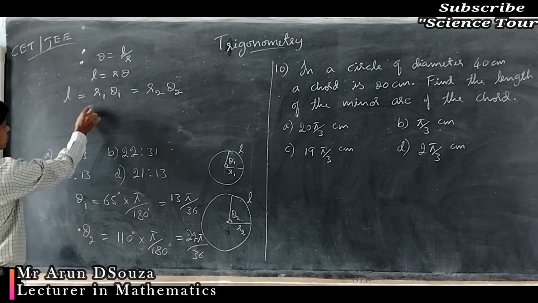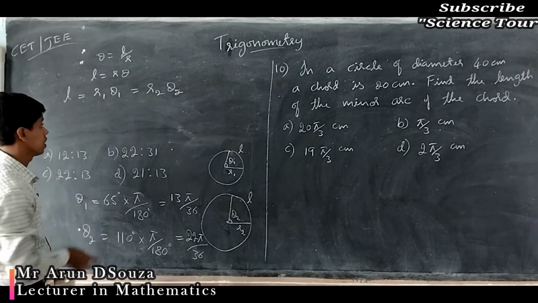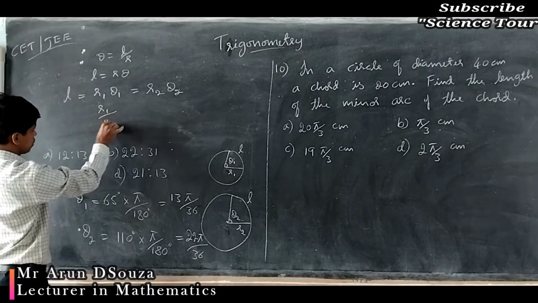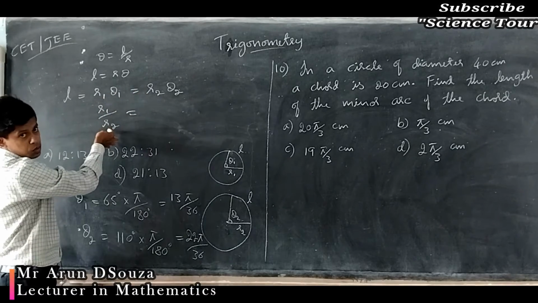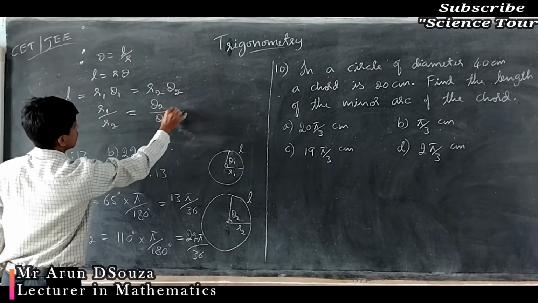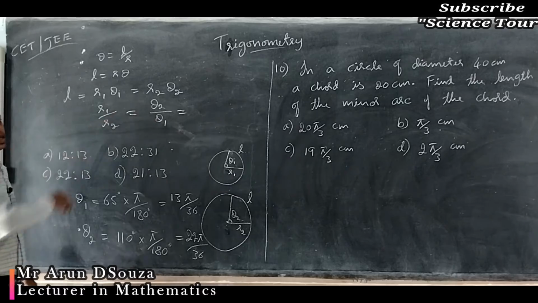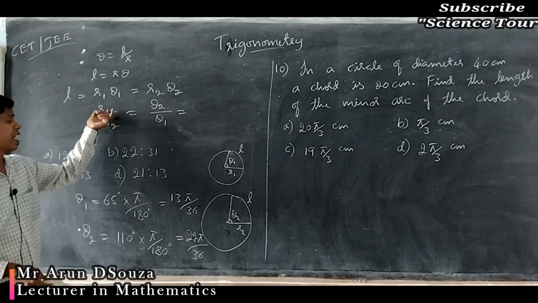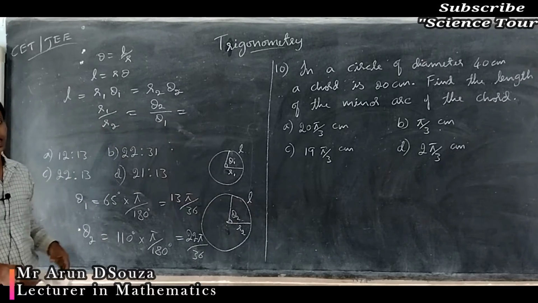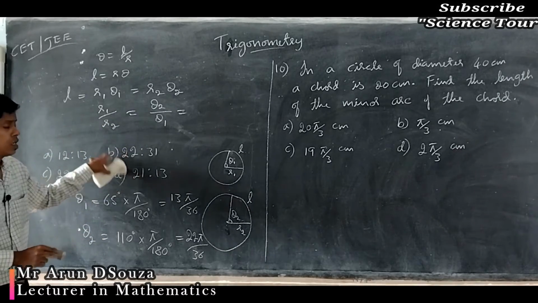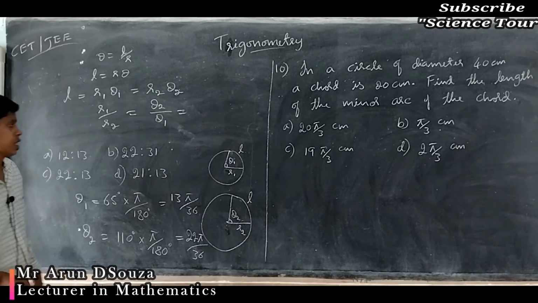Now therefore there is no role for L. Now what is R1 divided by R2? That R2 must be brought here. Theta 1 goes to the other side, so theta 2 divided by theta 1. So these are the values we have to substitute, and hence we will find R1 by R2, or R1 is to R2. That's the way options are given.